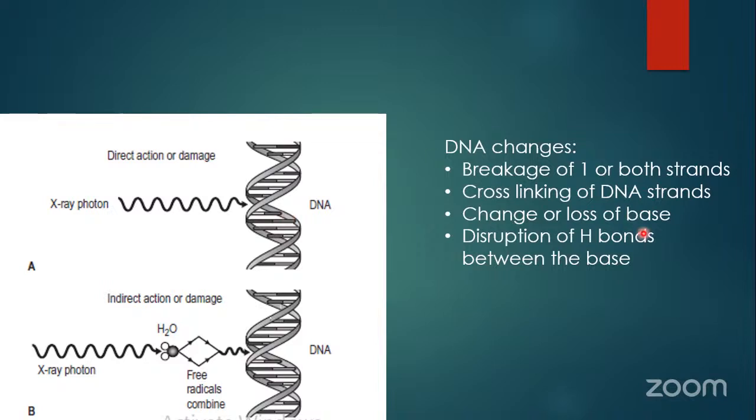So the DNA changes lead to breakage of one or both strands of the double-stranded DNA. Cross-linking of the DNA strands can take place. Change or loss of the bases, that is the purines and pyrimidines, can happen. And there can be disruption of the hydrogen bonds between the base pairs. This can be disrupted because of the effect of X-rays. So these are the 4 main changes that take place in the DNA because of an increased dose of radiation.